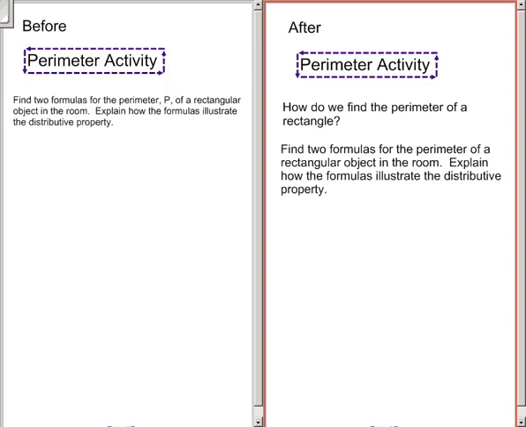And then the next one is the perimeter activity. We didn't change this one too much. We made the font bigger, but we gave another essential question on how we find the perimeter of the rectangle. So they're able to go back and retrieve from their own memory how to find the perimeter, instead of us, again, giving them the formula for it. And then we used the same question from the before to the after.